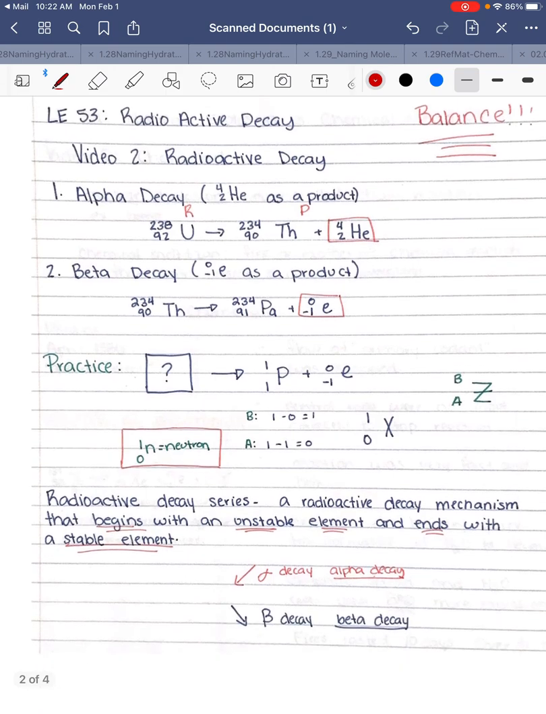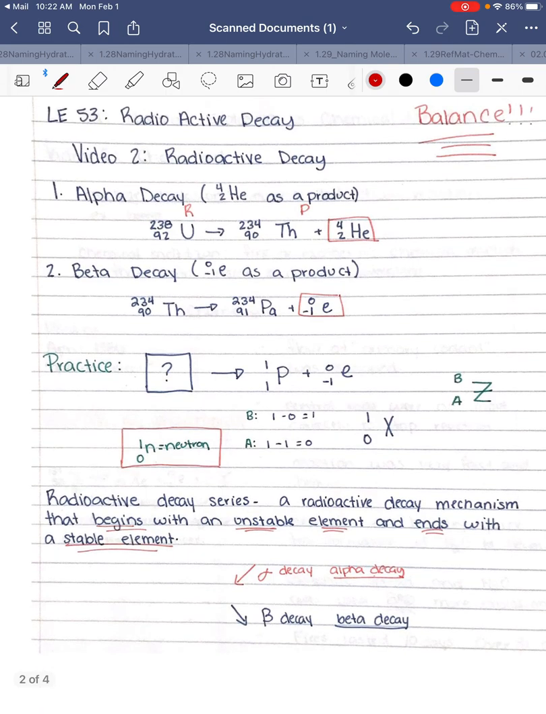Our video 2 talks about radioactive decay. This video, watch it again if you need to, if you have any questions. This is what your assignment due date is based on. So again, alpha decay just means that you're using helium as a product. So what you need to remember when you're working out these types of radioactive decay problems is that your reactants must equal your products. So here we have uranium-238. Your products are Th-234 and helium.